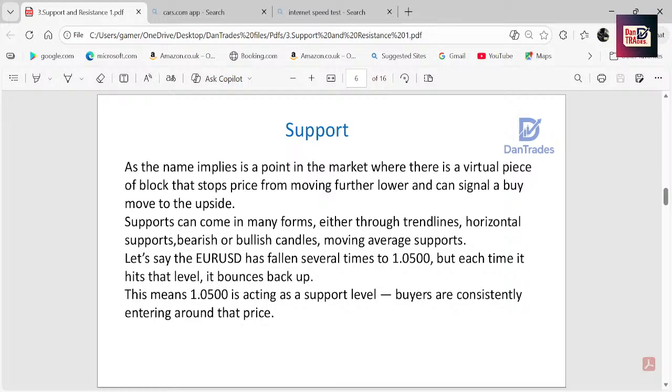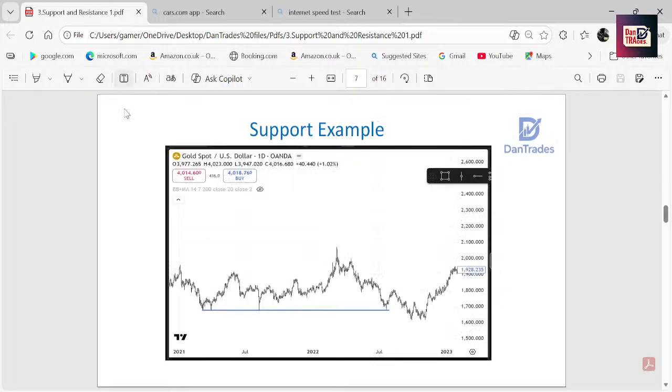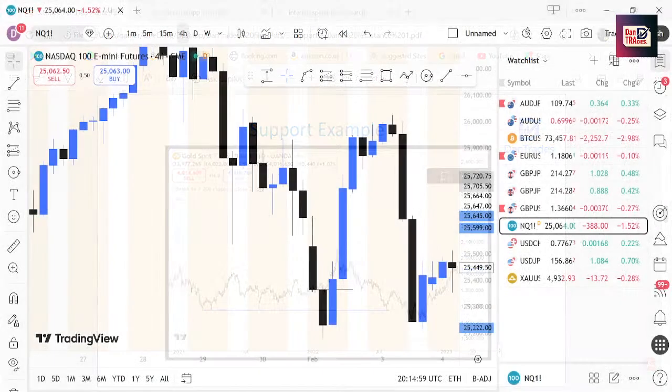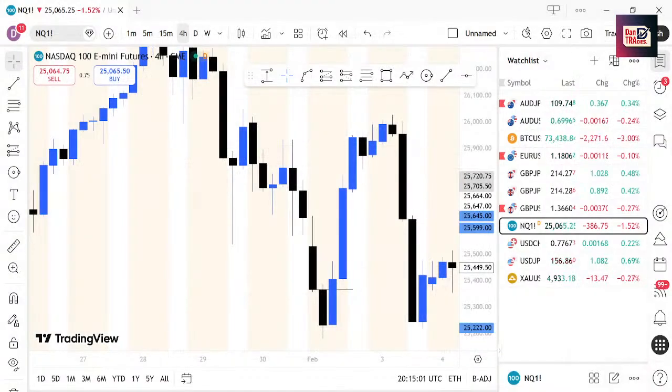So as I said, support basically is a piece of block that is going to bounce you back upwards. This is a typical picture of a support, but we can go into TradingView and get a clearer view of what a support is. Even look at this particular chart, look at this area. I can call this area a support.